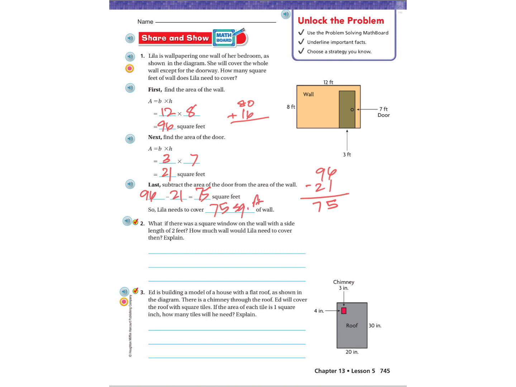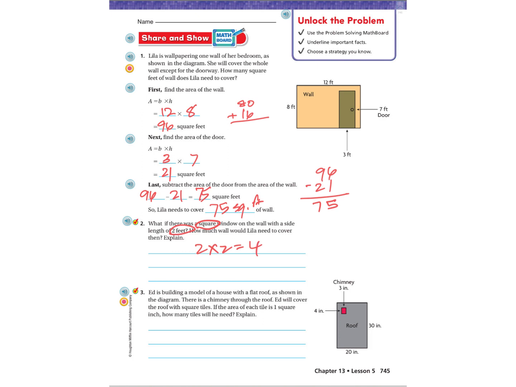Okay. All right, what if there was a square window on the wall too? Would we paint over it? No, we'd have to cut that out too. And it's a square window and the length is 2 feet. So, square. If the length is 2 feet, what's the height? 2. If it's a square, it's 2 because all sides are equal. So, let's do 2 times 2 is 4.